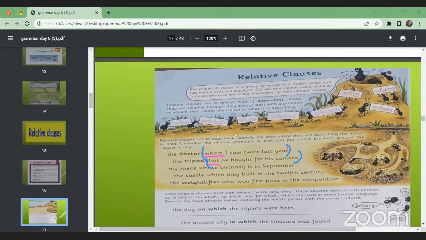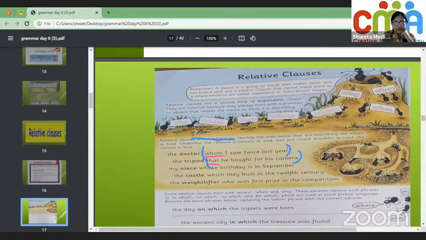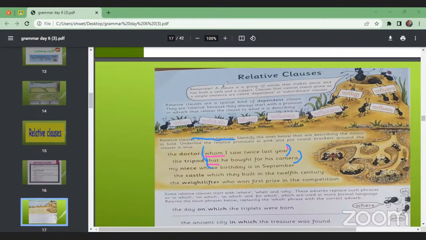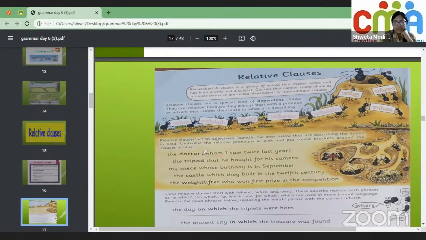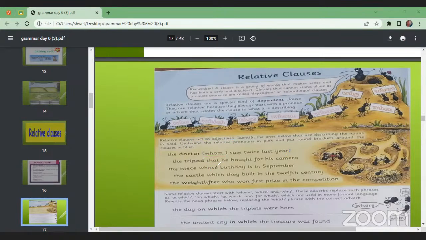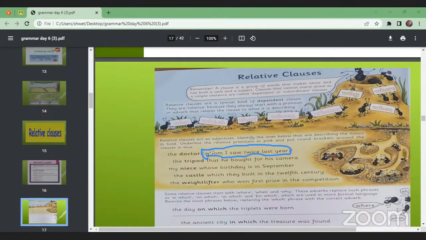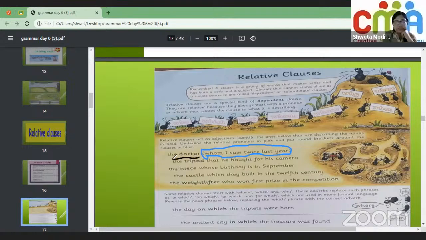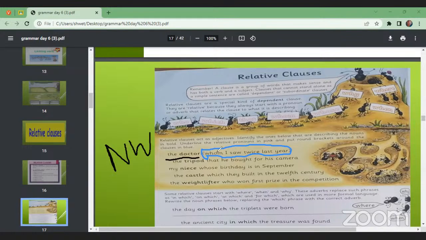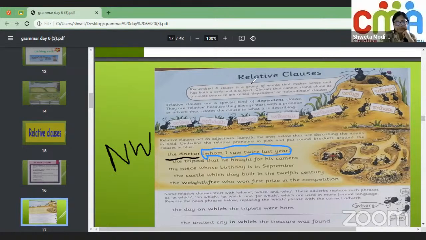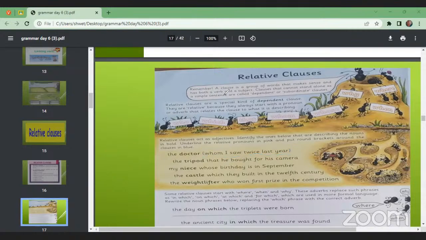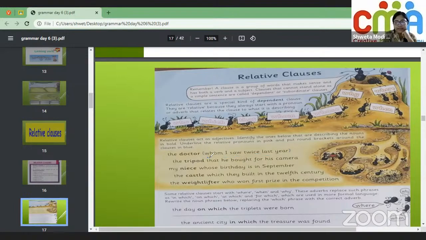So they act as adjectives. Why do they act as adjectives? Because if you see, where is the clause? This is the clause. This whole is the clause. Now tell me, it is telling about what or whom? It is telling about the doctor, and the doctor is a naming word. Now anything which describes a naming word is what? Adjective. So that is why we are calling this relative clause an adjective.